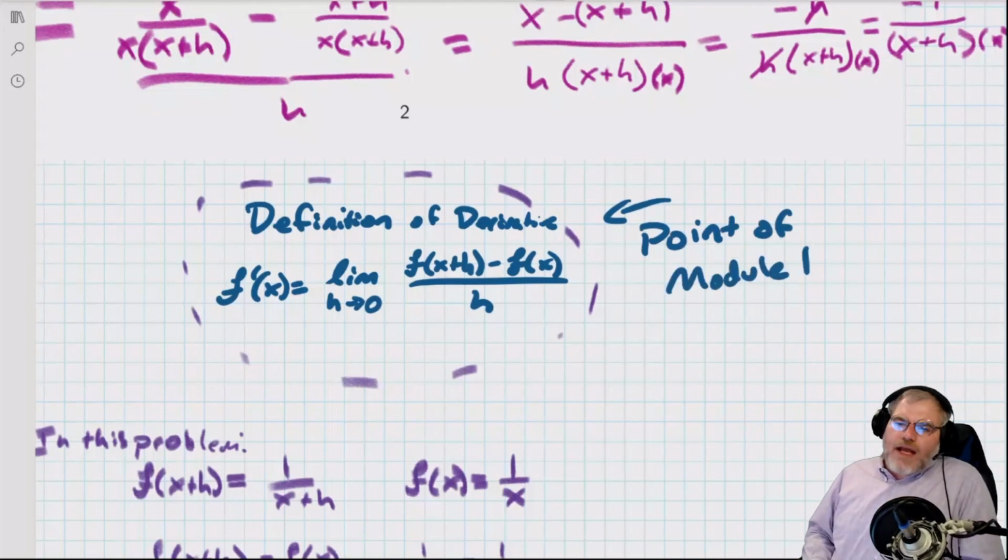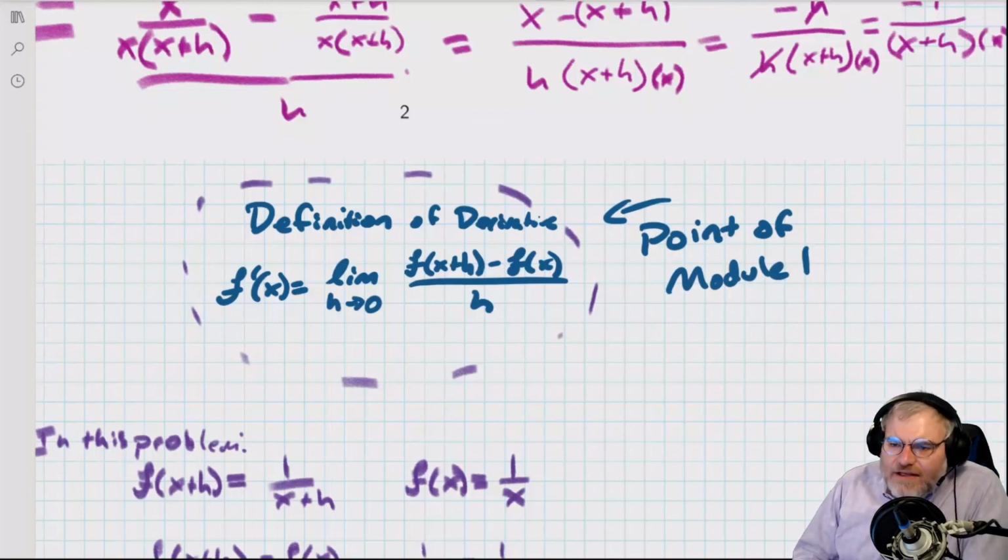So everything we're doing up to the first test is going to be, well, not everything, because we're also going to do limits at infinity and stuff like that. But the whole point of the first module is to get to the definition of the derivative. Okay?